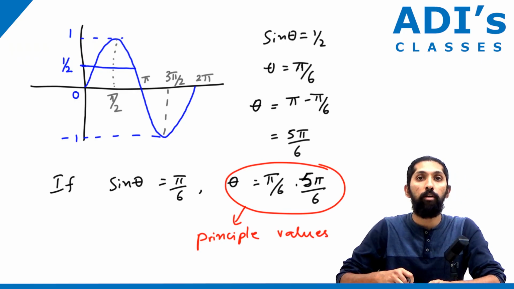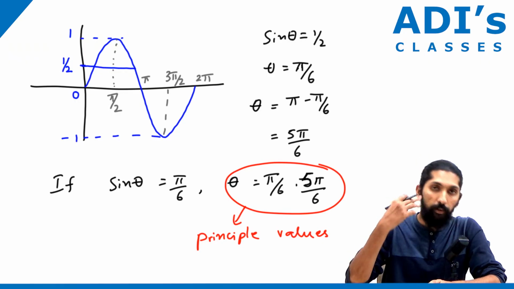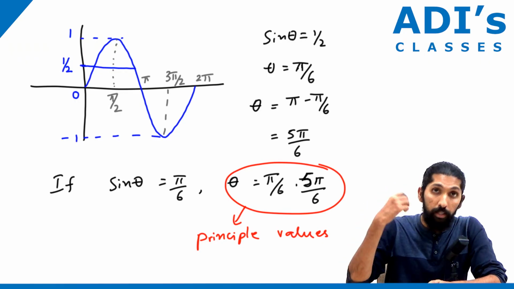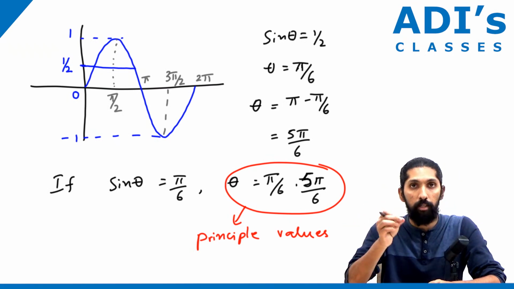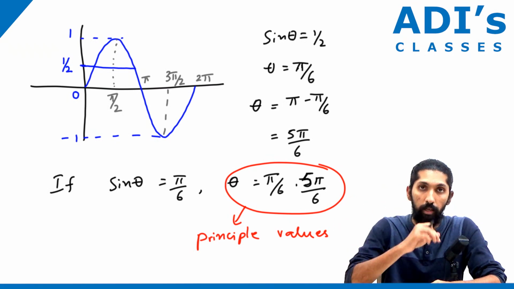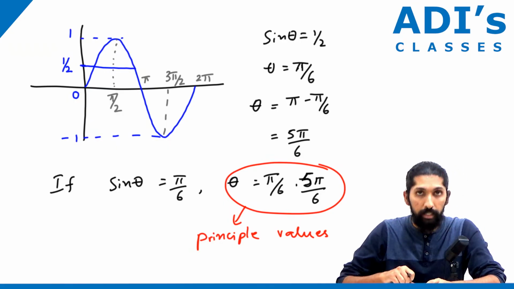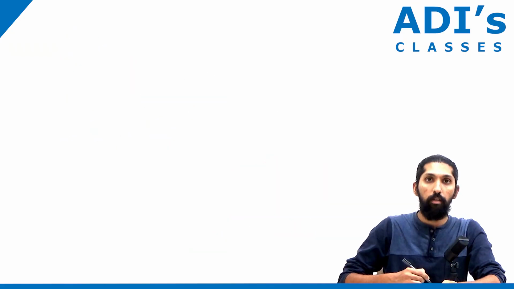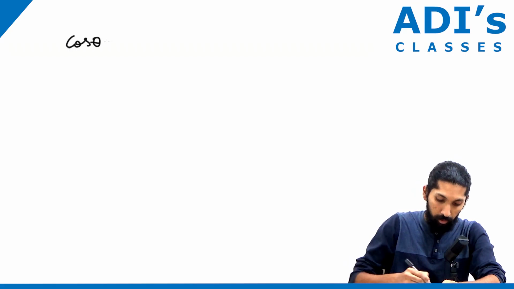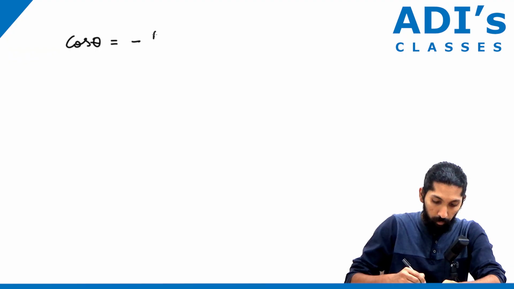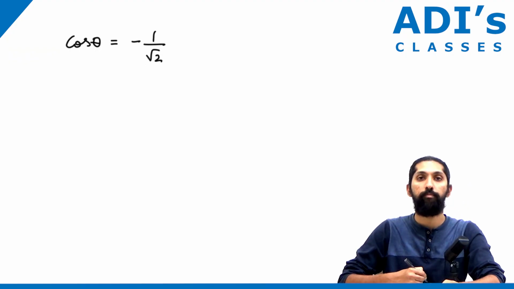Principal values for a trigonometric function. Now, for different things and depending on what the value is, the principal values can also change. Okay, let's take another example with the negative sign and we'll look into that. All right. Suppose, let's say we have cos theta is equal to minus 1 by root 2.